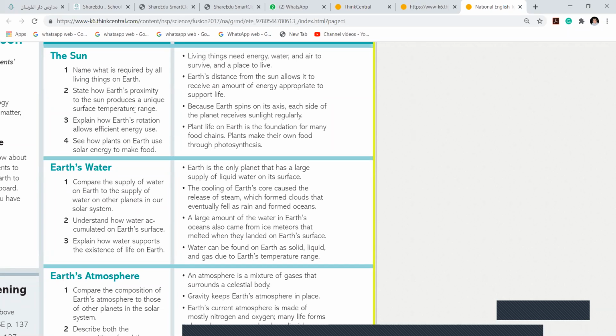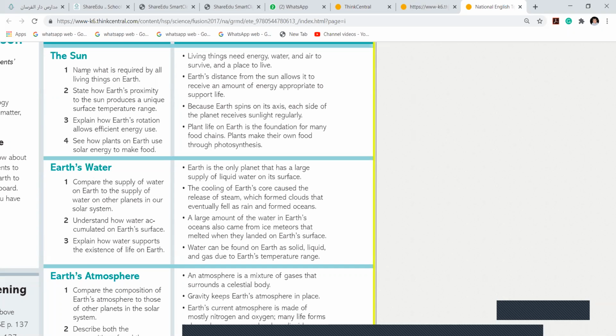Because of the sun, what happens in the world? How is it affecting? Why is it so important? And Earth's rotation, when Earth rotates, it gives you day and night. So what is the role? Then you see how plants on Earth use solar energy. Of course, without sunlight, plants cannot make their own food. When producers are not there, how about the consumers? Even we might die. Today we will learn about the sun, and tomorrow Earth, water, and atmosphere. Let me try to finish sun and water today.